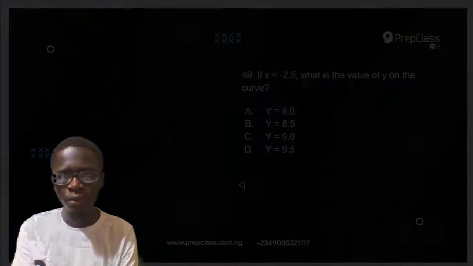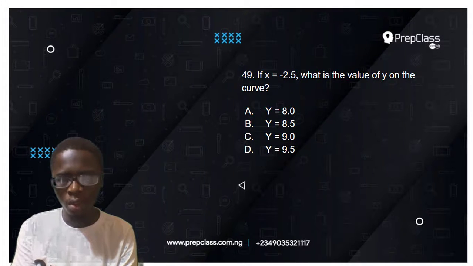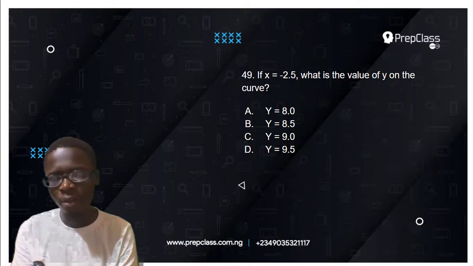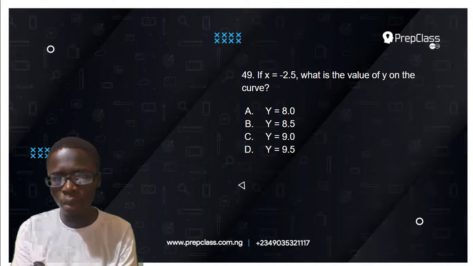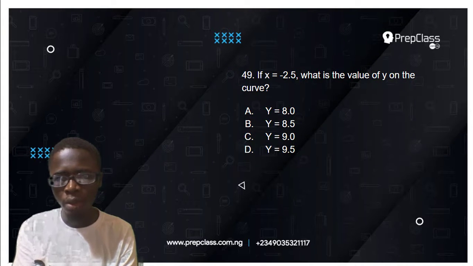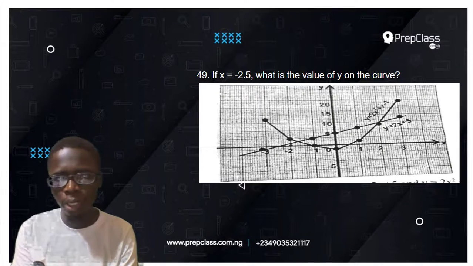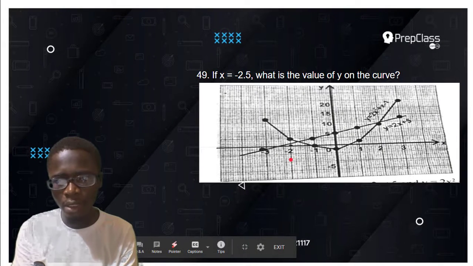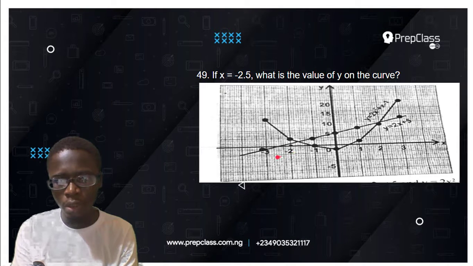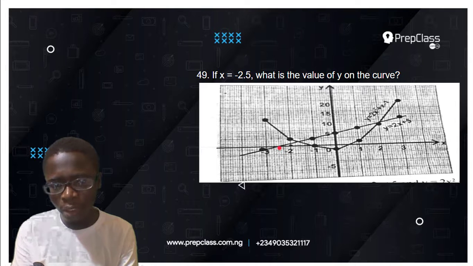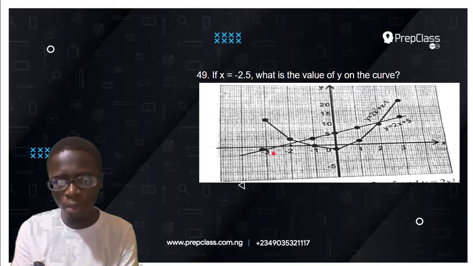So looking at question 49, remember we use the knowledge of the graph from the previous question to answer question 49 also. It says if x is equals to minus 2.5, what is the value of y on the curve? So simply we just need to come to minus 2.5. As you can see, this is minus 2 and the interval here is 1 unit. So minus 2.5 should be somewhere here, the middle between the two values, minus 2 and minus 3.